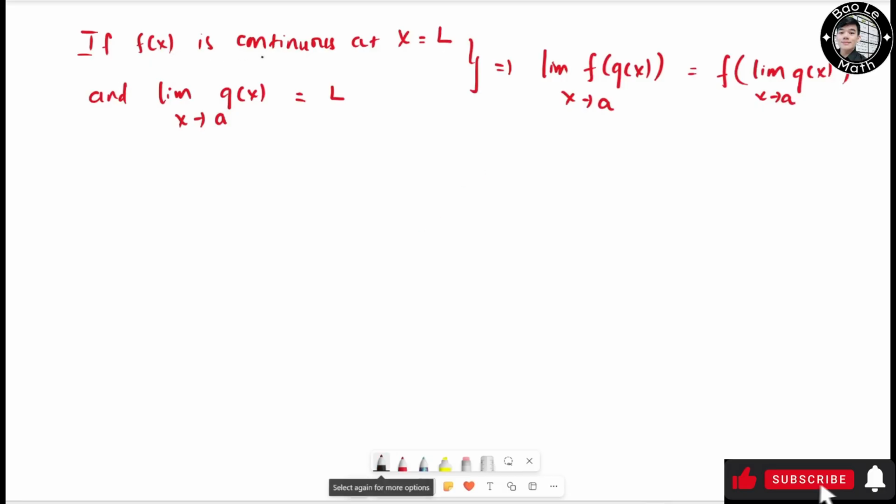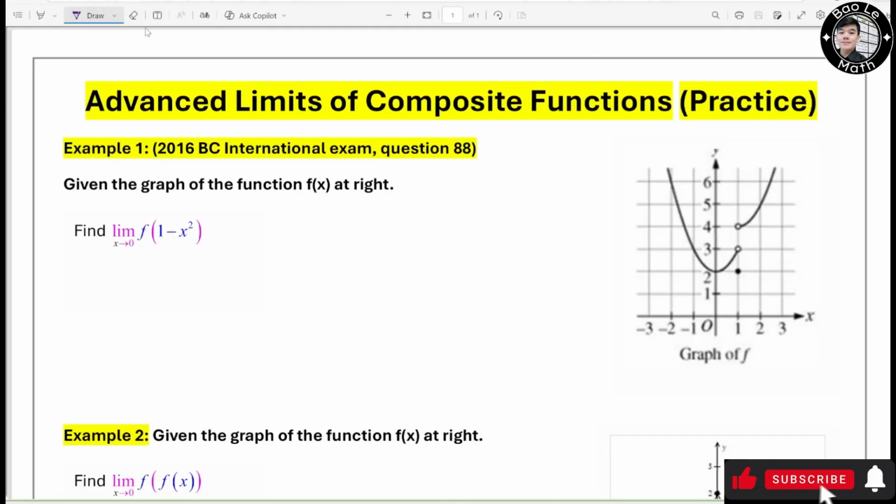If the function f of s is not continuous at s equals L, or the limit of the function g of s when s approaches L does not exist, then we cannot apply this theorem. So keep that in mind. Now we're going to go to example number 1.